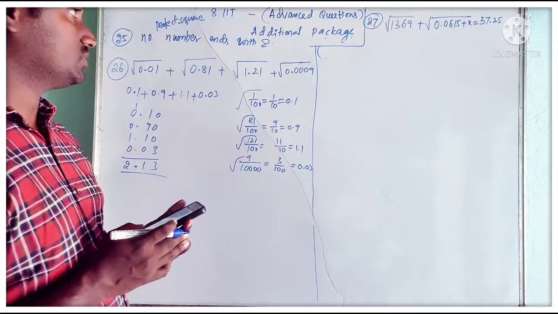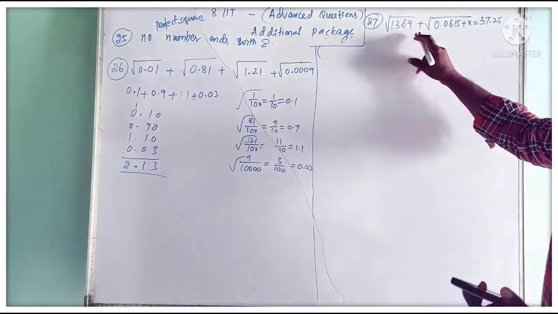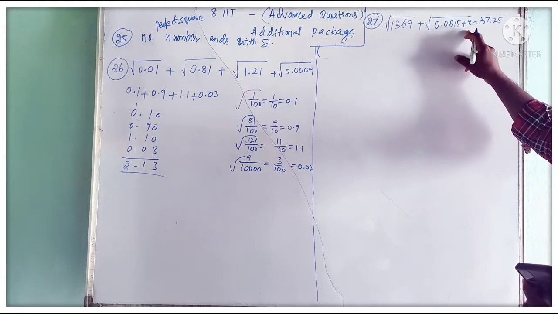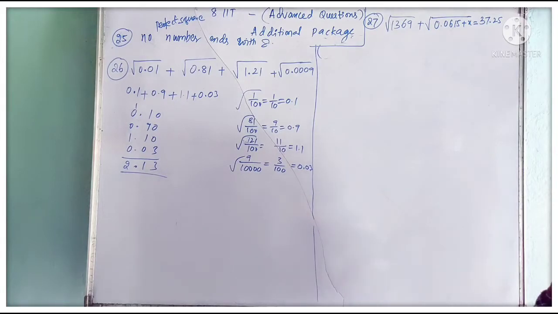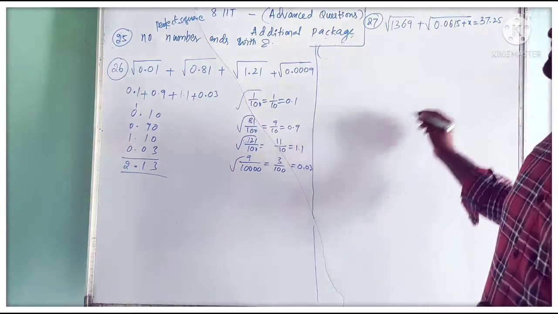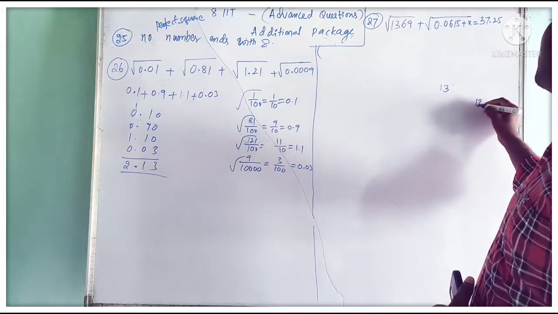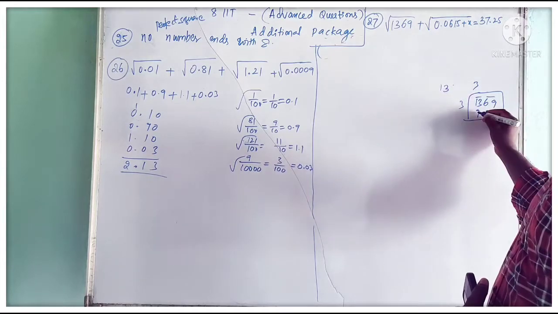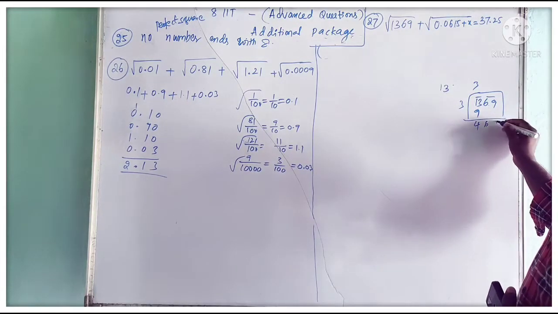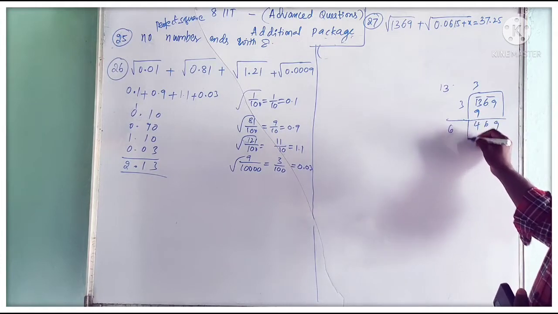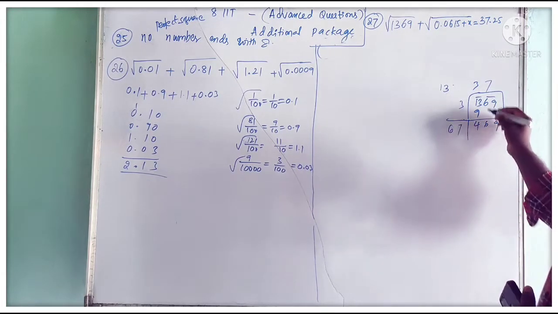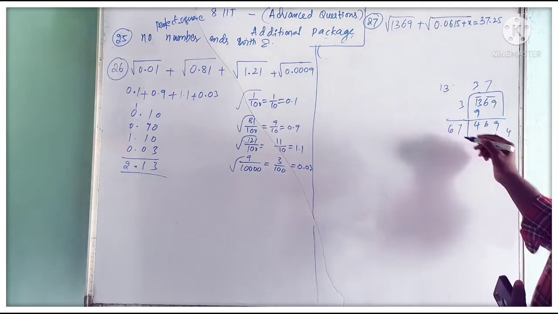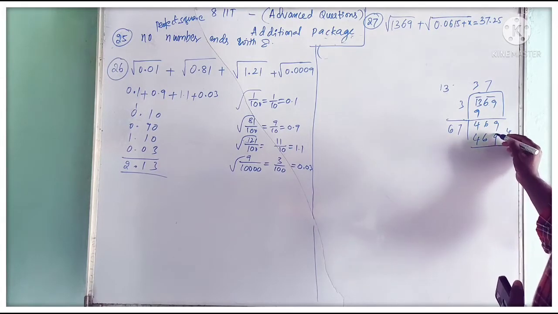Next question, 27th question. Square root of 1369 plus square root of 0.0615 plus x is equal to 37.25, the given. So first we need to find the square root of 1369. Square root of 1369, we have that. 3 3s are 9. So 13 minus 9 is 4, bring down 69. These 3 we need to add here, 6. So 6 7s are 42, 7 7s are 49. 4 carry. 7 6s are 42, 46. So 0 will come.